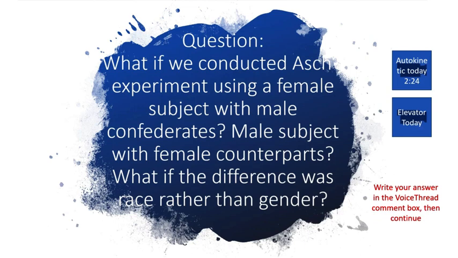I was not able to find that this study was conducted, which actually really surprises me. What if the difference was race rather than gender? Do we think that people would conform more if they were in a race that is the underdog? That's another question that I would have. I might also add questions about age. If we have a young person with a bunch of older people, would they be more or less likely to conform? What about a very fragile old person with more young, robust people? Would they be more likely to conform? So that's the question. It's asking about status. I want you to pause this, write your comment in the VoiceThread comment box, and then continue. So I'm going to pause, count to five, and then move on.